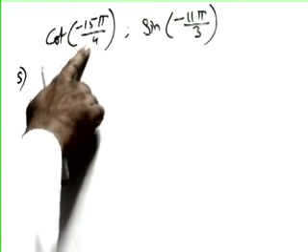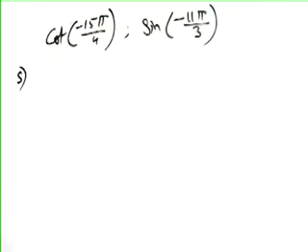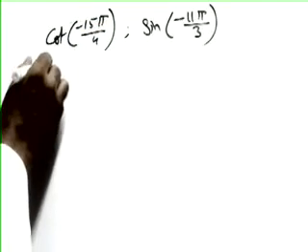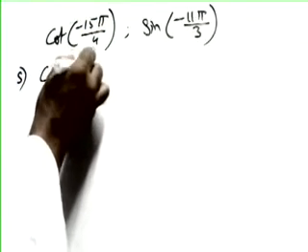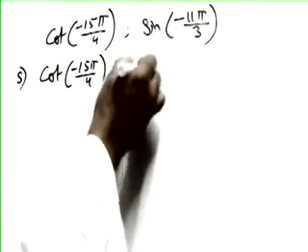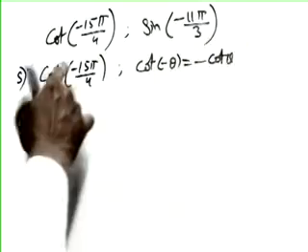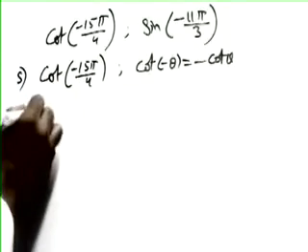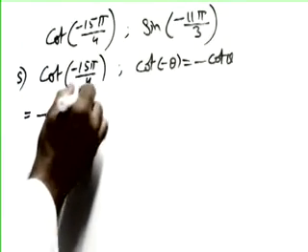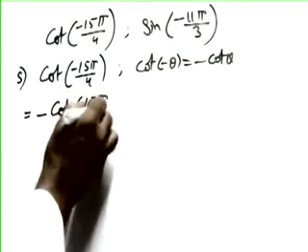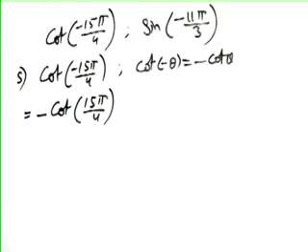Now see here, cot of minus 15 pi by 4. One more thing I can explain: in one more way we can do this with minus 15 pi by 4. The first step is cot of minus theta is minus cot theta, so this minus we can write outside. This is minus cot of 15 pi by 4.